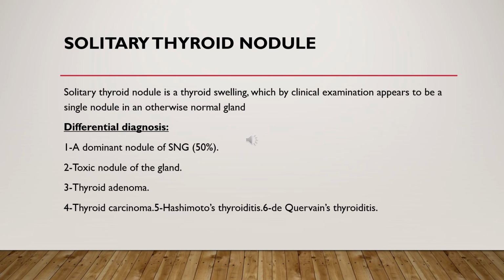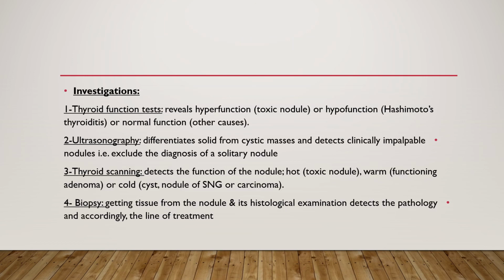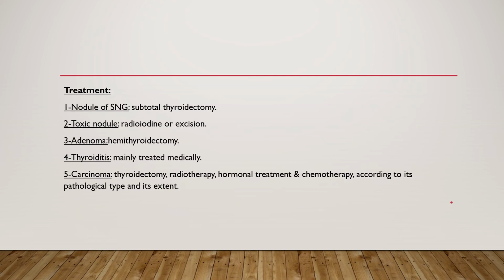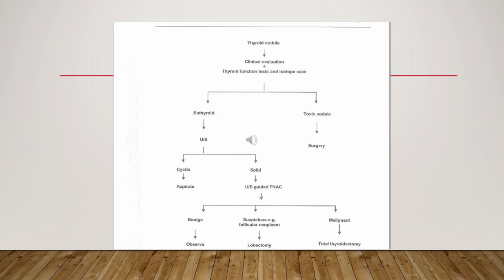Isolated thyroid nodule. It is either a dominant nodule of simple nodular goiter, toxic nodule of the gland, thyroid adenoma, thyroid carcinoma, Hashimoto's thyroiditis, or de Quervain disease. This algorithm shows how to differentiate and clinically evaluate a patient with a thyroid nodule.